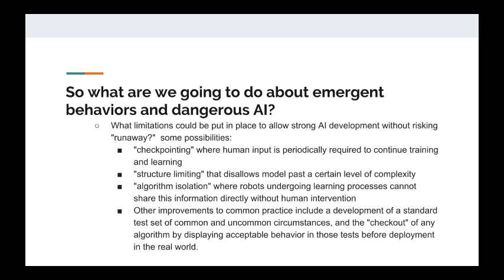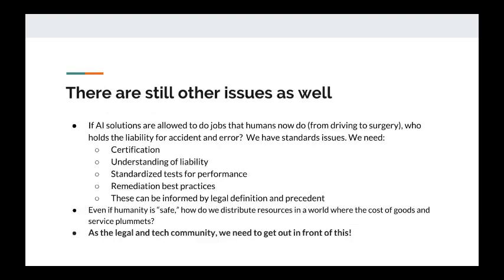So the idea of checking out an algorithm and saying, we're going to retrain this, we have more data now, it's going to be better, but let's check it with some end-to-end tests. Let's make sure that it can't just completely learn on the fly while it's operating, and let's checkpoint it with human gut checks to make sure that it's not flying off the rails somehow. There's still some other issues as well.